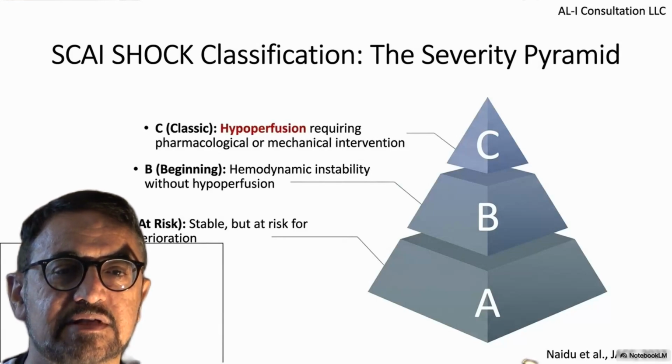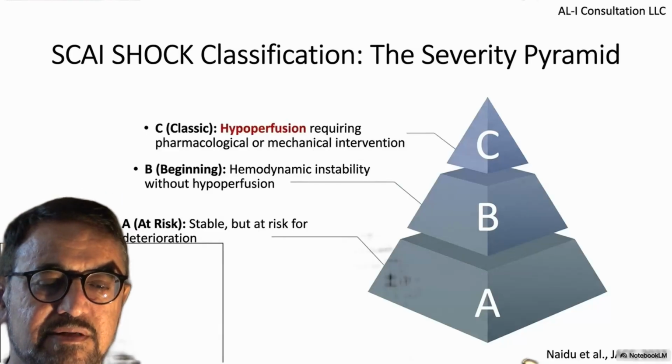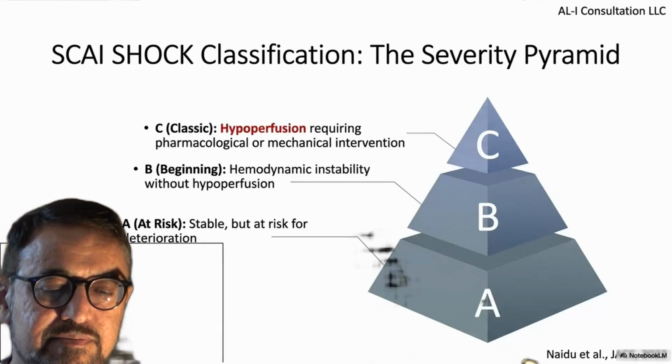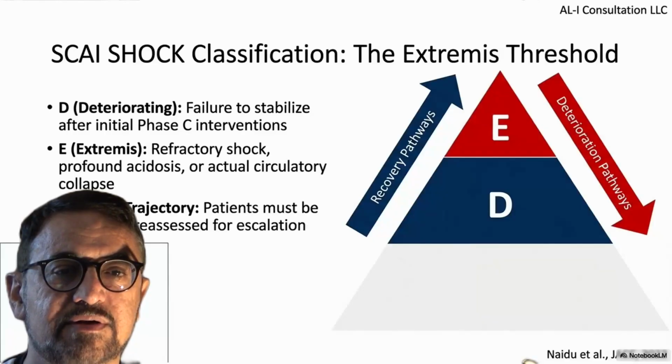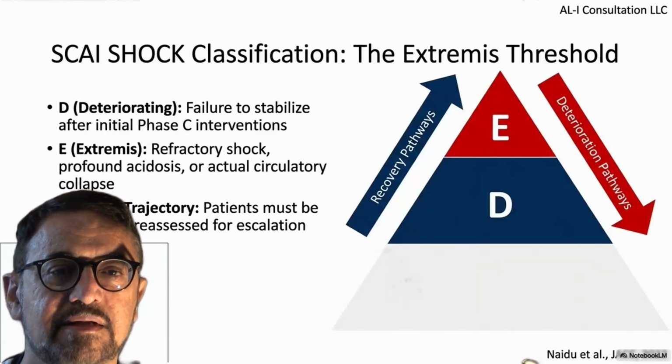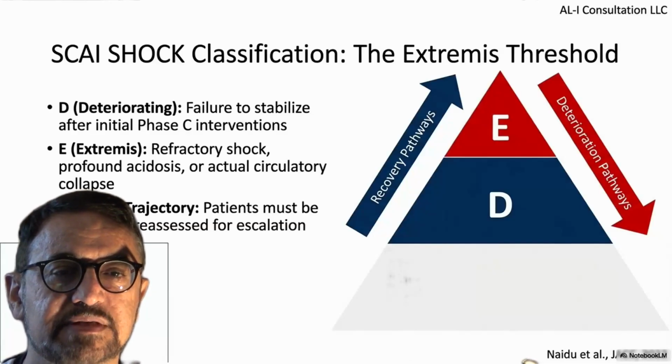The extremis threshold highlights the high-risk end of the spectrum. Stage D refers to deteriorating shock. The patient has already received initial therapy but is failing to stabilize. Lactate may be rising, vasopressor requirements may be escalating, and end-organ perfusion may still be worsening. Stage E, or refractory shock, includes severe acidosis or outright circulatory collapse.